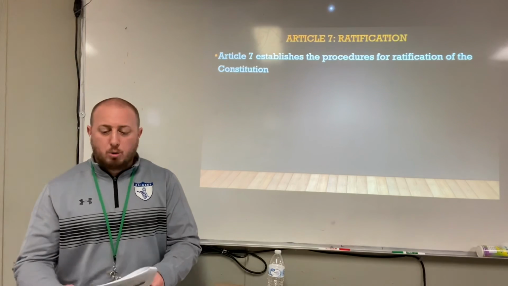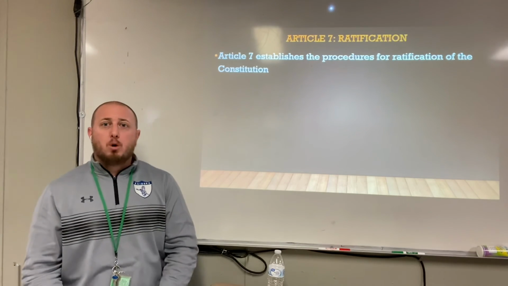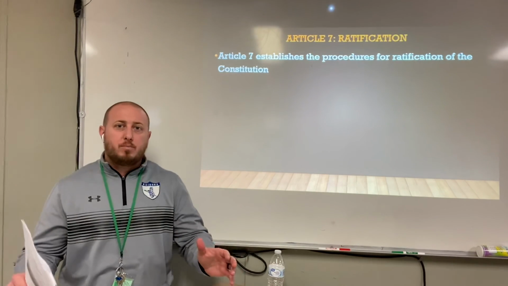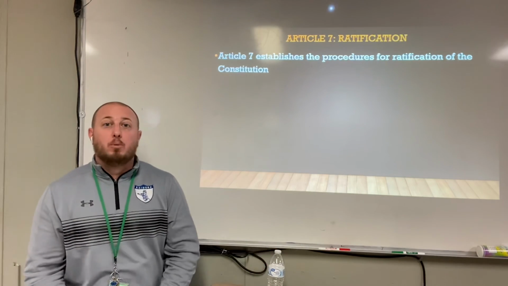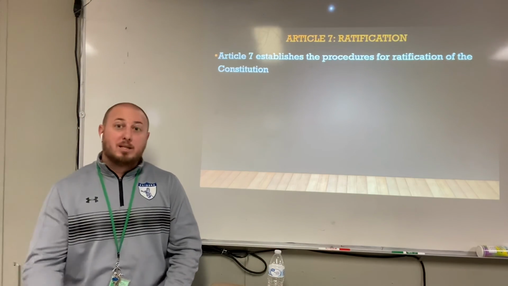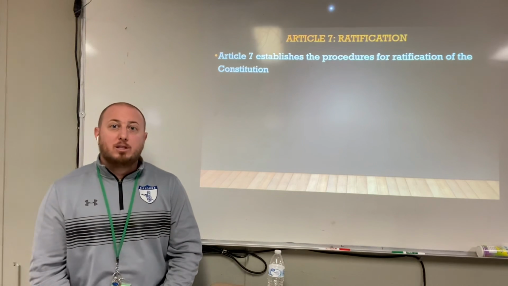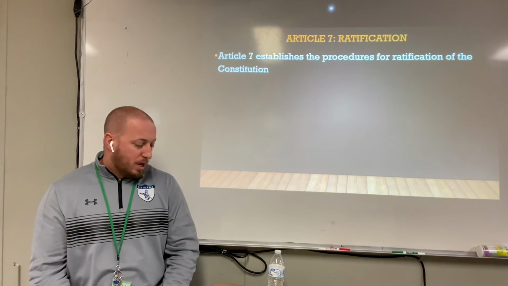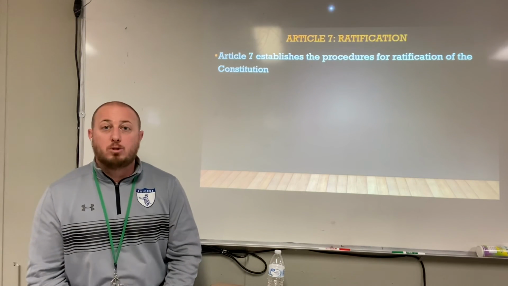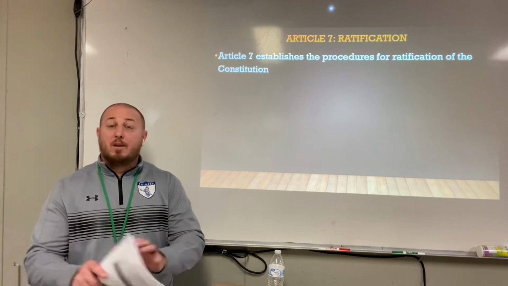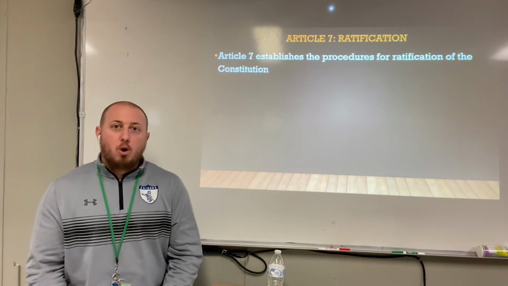And now we get into Article 7, which is ratification. Article 7 just laid out the process for how the Constitution would actually be approved. We're not really going to get into that because that's another long lesson, and it's too long for this video. Just know that Article 7 established the procedures for the ratification of the Constitution. So a very basic and a very quick overview of the Constitution.